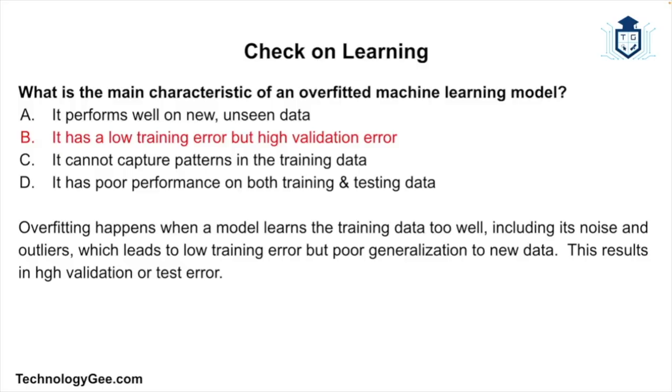So overfitting happens when a model learns the training data too well, including its noise and outliers, which leads to low training error but poor generalization to new data. And this results in a high validation or test error.